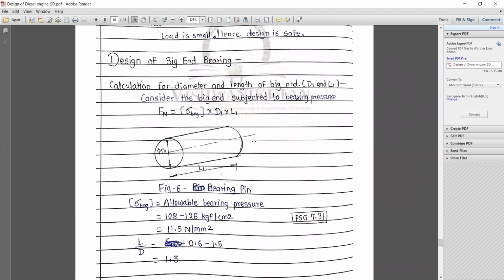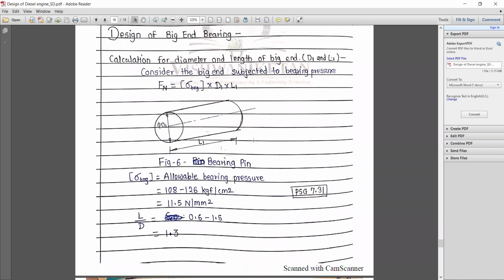Okay, so calculating the diameter and the length of the big end bearing. First of all, we are considering the length L1 and the diameter of the big end as D1. The big end is subjected to bearing pressure. So Fn is equal to sigma bearing design multiplied by D1 into L1, as shown in figure number 6.